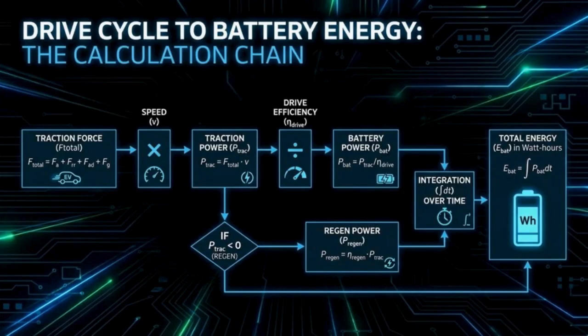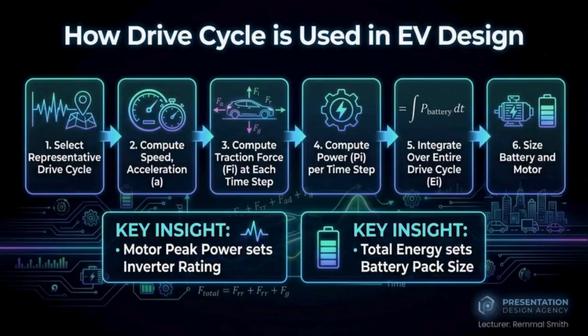To find total battery energy, we integrate battery power over time. This process is like bookkeeping. Speed leads to force. Force leads to power. Power over time becomes energy. Step by step, the speed trace is converted into watt-hours, revealing how much energy the EV truly uses.